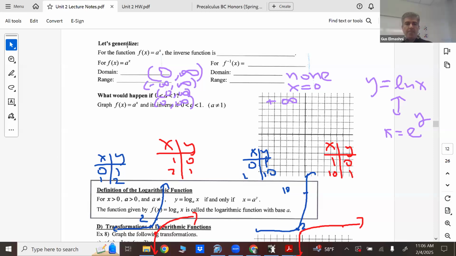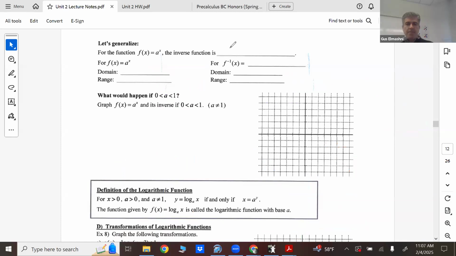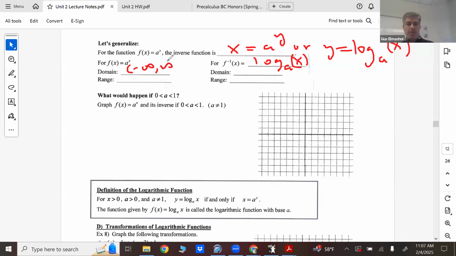So if we move on, the inverse obviously is x equals a to the y power, or y equals log base a of x. So again, my inverse is log base a of x. My domain here is all real for exponential, and the range for exponential is 0 to infinity. And it's just reversed for logs.